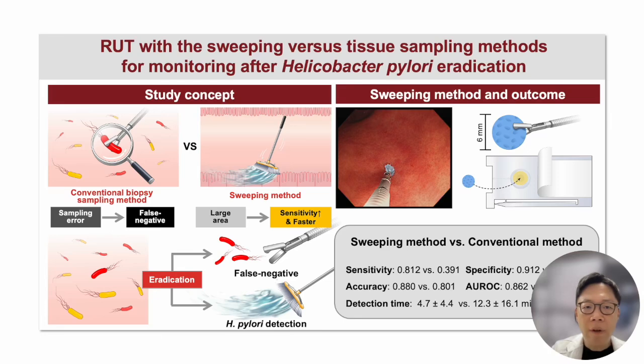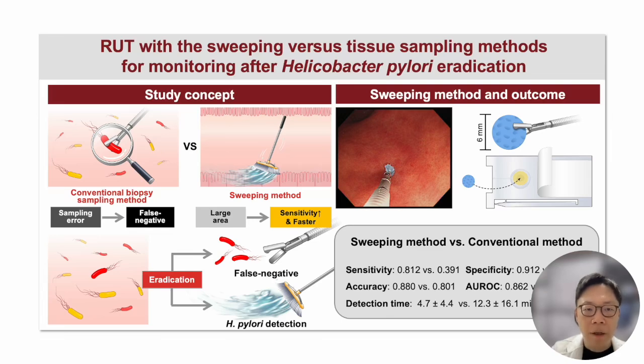Second, given the low sensitivity of the conventional tissue sampling method, the urea breath test is preferred after eradication treatment. However, we assess the potential role of the sweeping method, which exhibits high sensitivity even in patients requiring endoscopic follow-up, as an alternative to urea breath test.